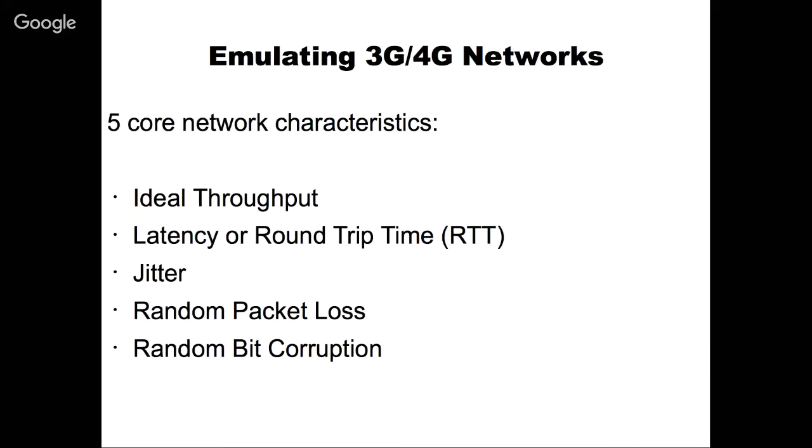Those conditions can be emulated by using 5 core network characteristics. Ideal throughput, which is measured in bits per second; latency or round trip time, which is measured in seconds; jitter, which is randomly varying latency measured in seconds; random packet loss, which is measured in percentage; and the last one, random bit corruption, which is measured in percentage as well.